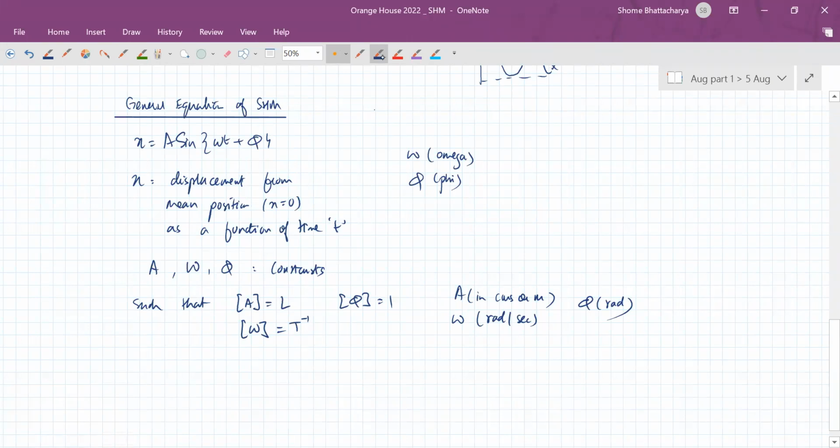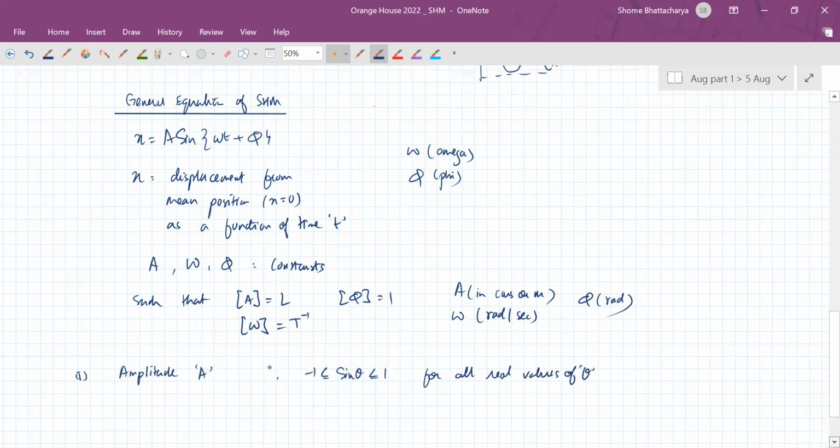Okay, so now let's look at the definition of some of these terms. The first thing we'll see here is the amplitude, capital A. So you know that basically sine theta is between -1 and 1 for all real values of theta.